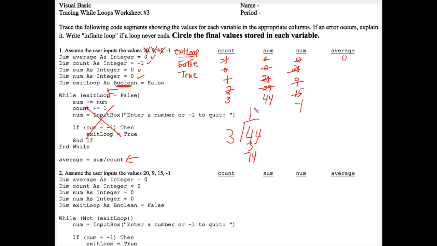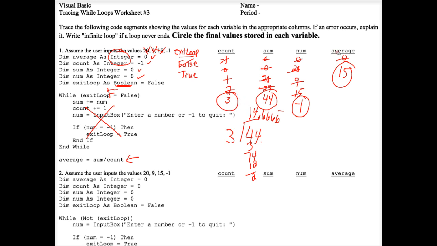3 goes into 14 4 times. 4 times 3 is 12. Left over 2. It's 14.666666 repeating, which, because average is an integer, that rounds up to 15, and that's the same answer that we had on the previous worksheet. Circle these as your final answers, and we will consider Bailey's idea here.